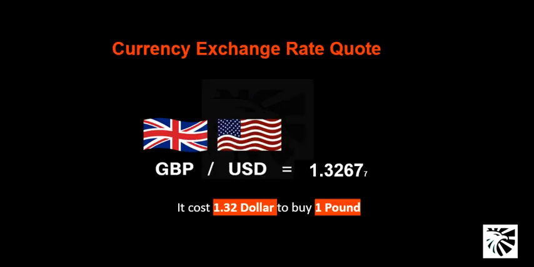Now this is how currency exchange rate quotes look like. We have the GBP USD equal to 1.3267. The last digit here is a fraction. So here it means that 1 GBP, 1 Great British pound, is equal to $1.3267. So it costs about $1.32 to buy 1 pound.